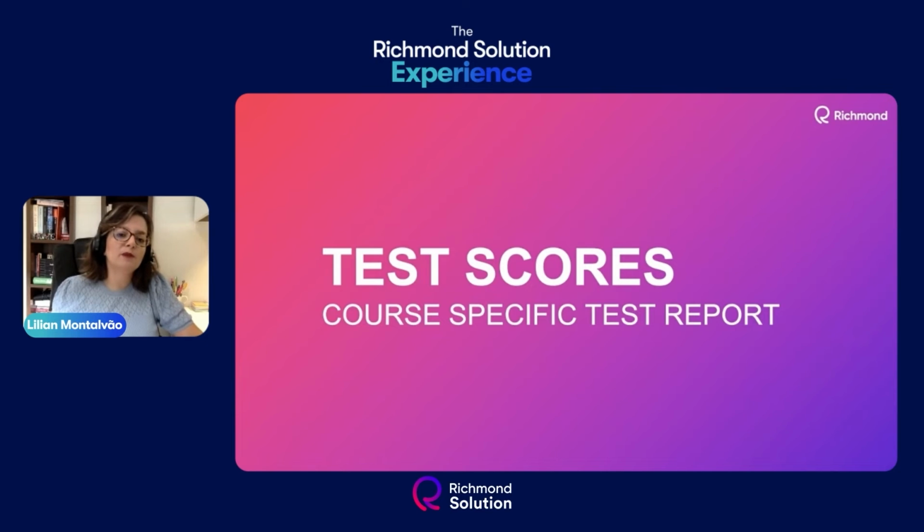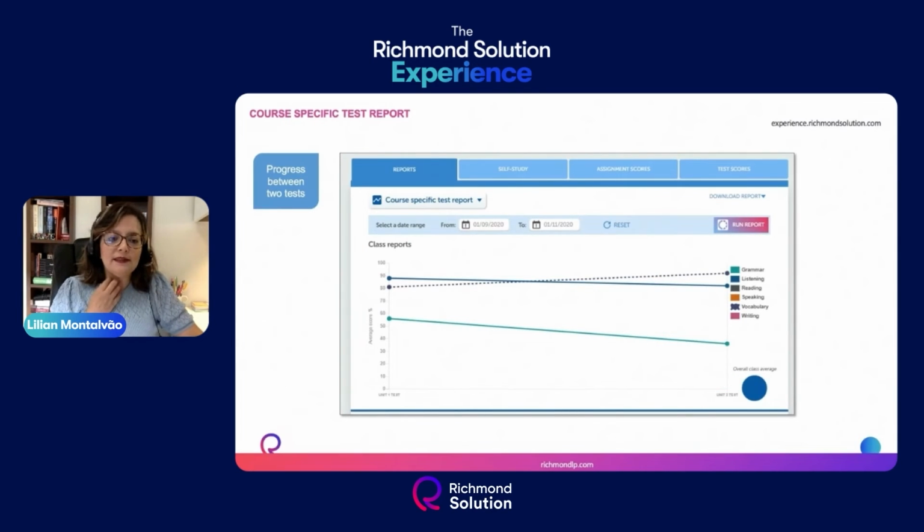We also have the possibility of generating reports about the test scores, so course specific test reports. And this is interesting because we can actually track progress between tests. So in this example that you can see, we have unit test 1 and unit test 2. So we can see how the class progressed in terms of grammar, listening, reading, speaking, vocabulary, and writing.